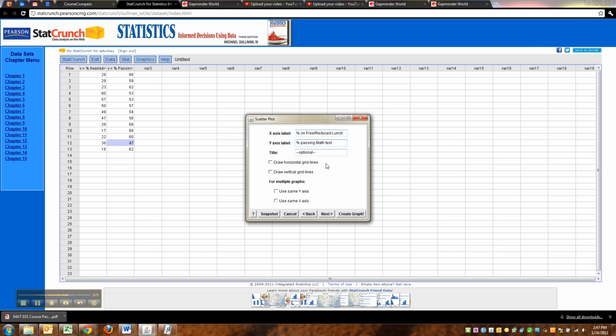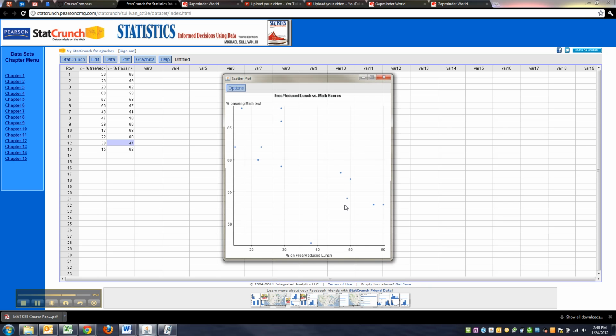Right? And if you want to give it a title, you can say reduced lunch versus math scores. Do you want any grid lines on it? I don't, but if you did, you could put them in there. I mean, here, I'll put them in. That's fine. Okay. Next. Don't worry about that. Just click Create Graph. And there it is.